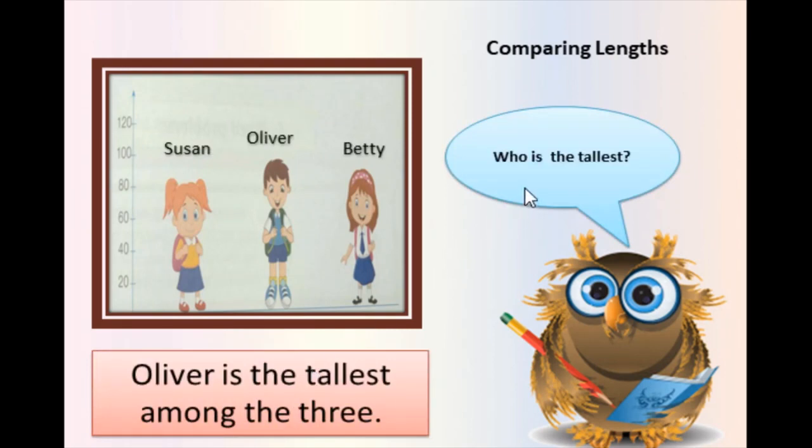Okay, let's look at this one. Who is the tallest? Is it Susan? Is it Oliver? Or is it Betty? Oliver is the tallest among the 3.